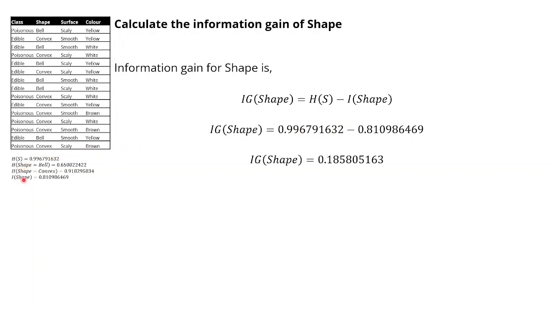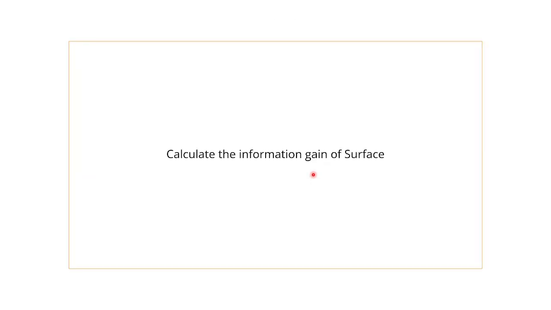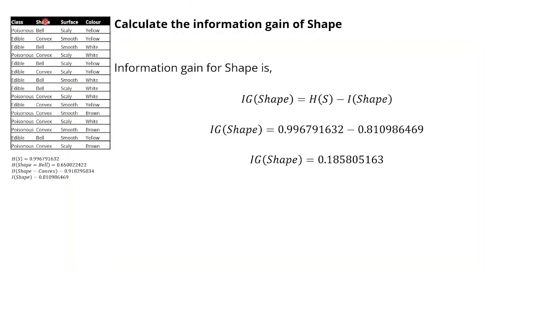The average entropy for shape is 0.81. So we just subtract, and then the information gain of shape is 0.1858. Okay? So we're done with the information gain of shape. Next, we will proceed with the information gain of surface. Again, we have finished the shape column.